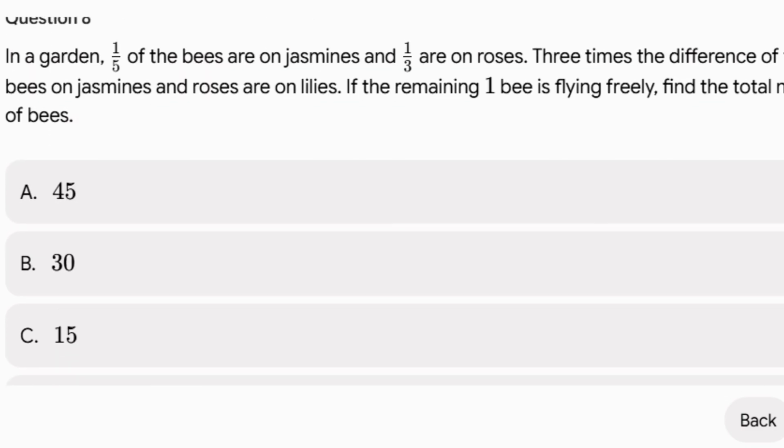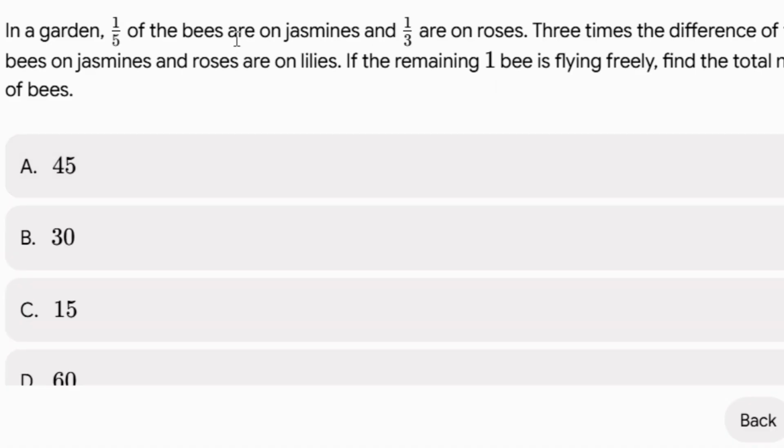Next sum. In a garden, 1 by 5 of the bees are on jasmines and 1 by 3 are on roses. 3 times the difference of the bees on jasmines and roses are on lilies. If the remaining 1 bee is flying freely, find the total number of bees.